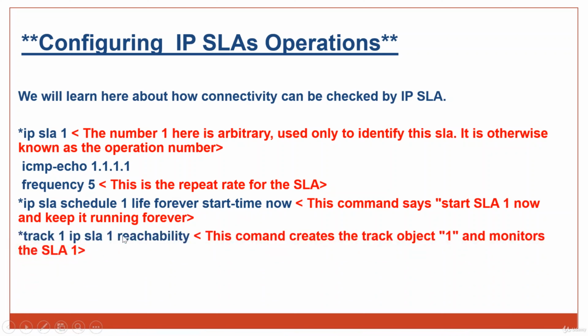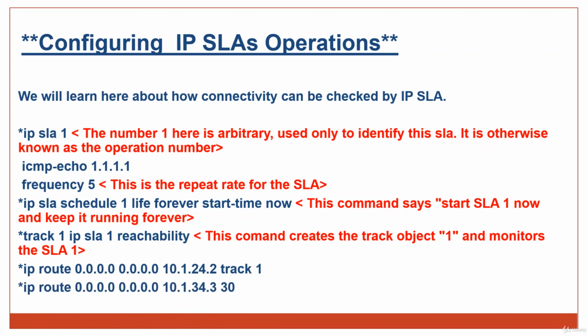And finally, we have to glue this with the tracking. So again, over the configuration mode, we'll go and enable the track 1 for IPSLA 1 for reachability. What this track will do is start tracking this particular destination with the ICMP echo packet. Now how it is working behind the scene, again we'll see in the lab, that for IP route actually, I have two IP route statements.